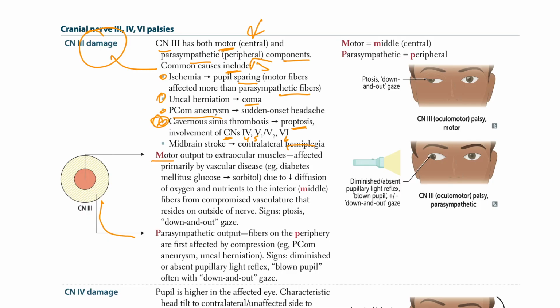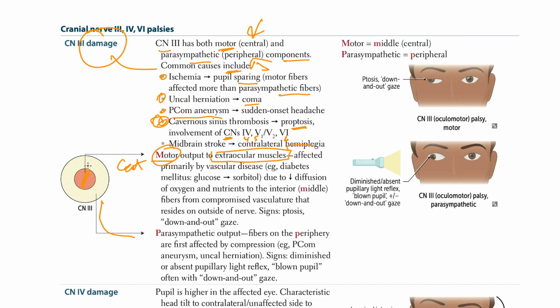Now the important part, the central part, is the motor part. It sends the outflow to the, because it's a motor. So guess what motor thing we are looking at in the eye? All the extraocular muscles, like muscles of the eye, are the motor things. So the central part supplies the ocular muscles, extraocular muscles.